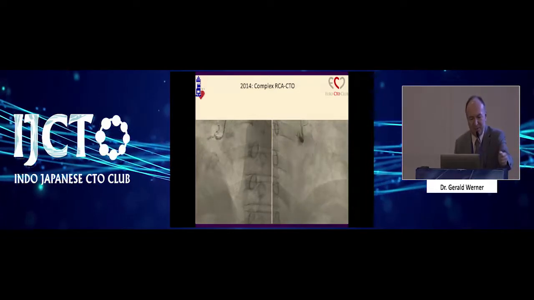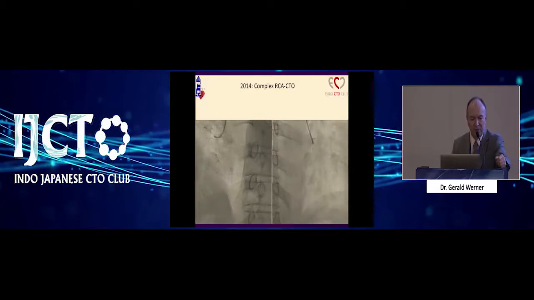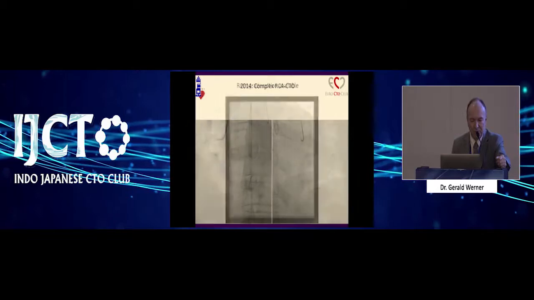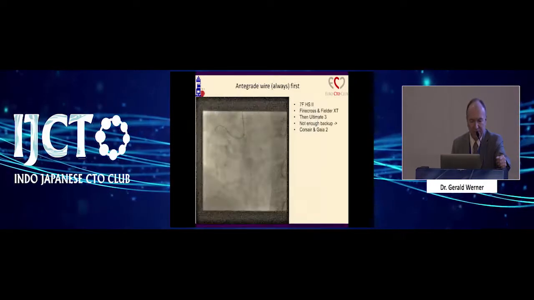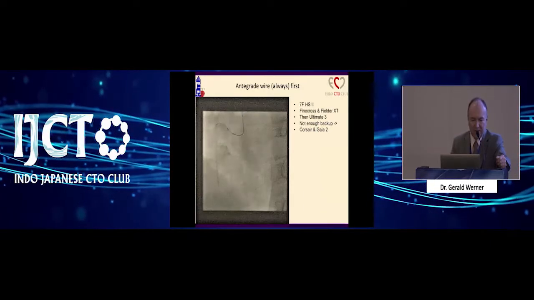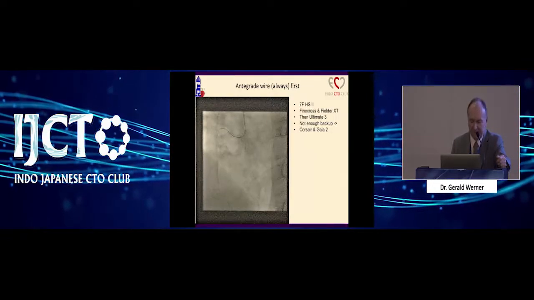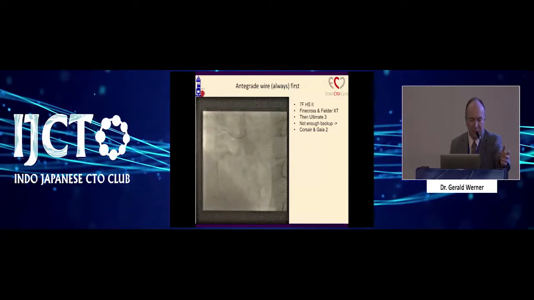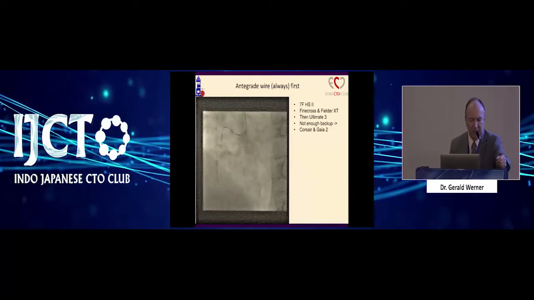This is a typical example of the Gaia potential. This is certainly not looking like an easy CTO. It's a very long lesion, blunt occlusion. You have some retrograde options here. And I start here, this is the fluoro, with some wires, XT, Ultimate, didn't go anywhere, so I have a Corsair and a Gaia 2. And you see the real-time progress, slow progress working of the Gaia 2 into the CTO.